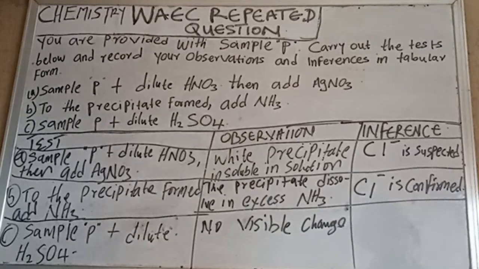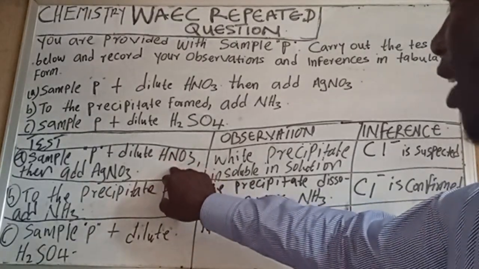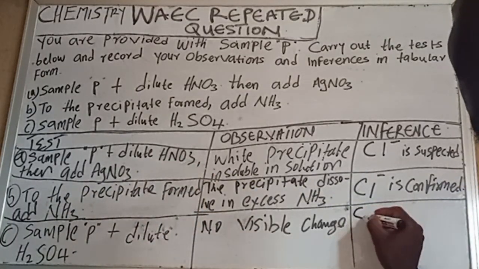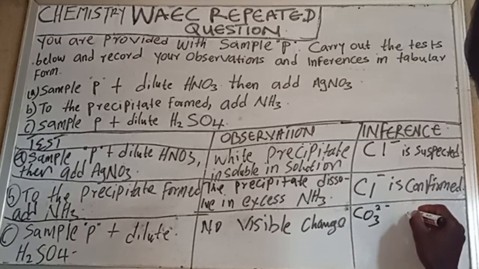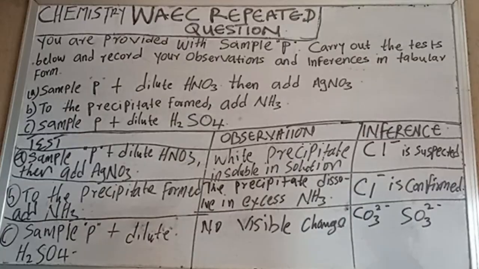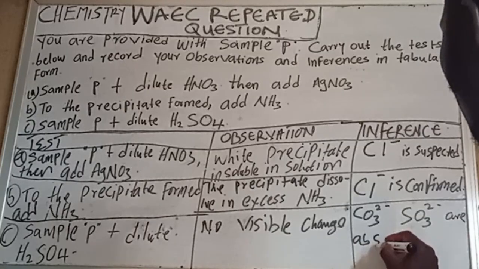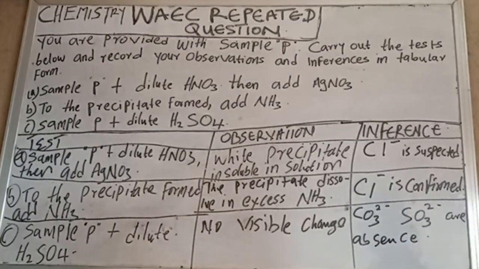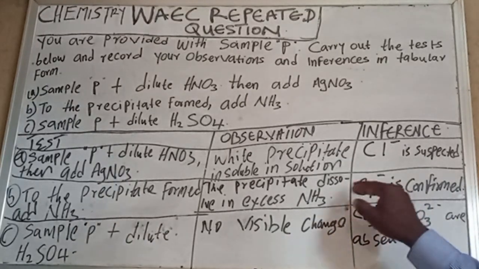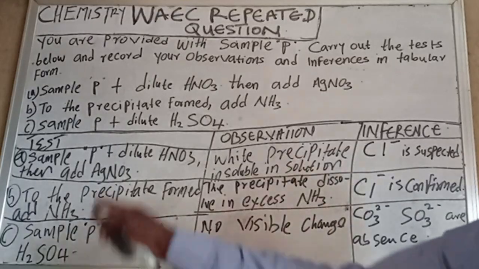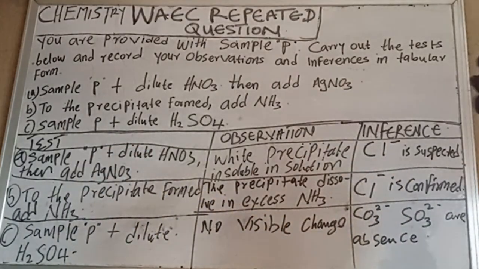Since we put this here to remove some ions, the ions that this one will remove are CO₃²⁻ and SO₃²⁻, which are absent. Since these are absent, and we know that our chloride is confirmed, it means nitric acid removed the ions in sample P. So this is the common question you always see that WAEC usually repeats.